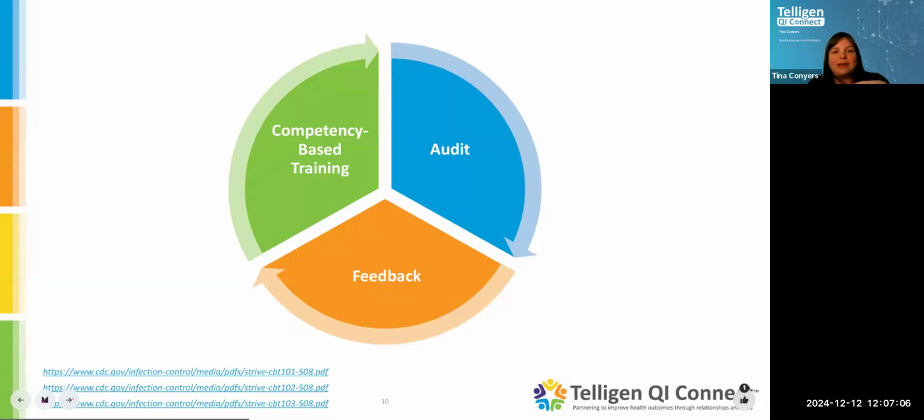Now, an audit is a process for conducting an objective review of a specific practice. And feedback is providing information about some aspect of a person's task performance that can then be used as a mechanism for modifying behavior where it's needed. We'll go to the next slide.